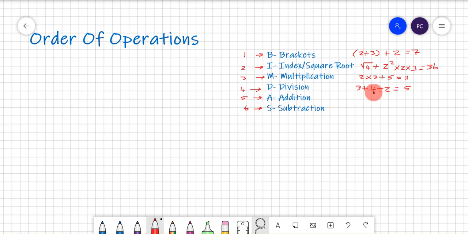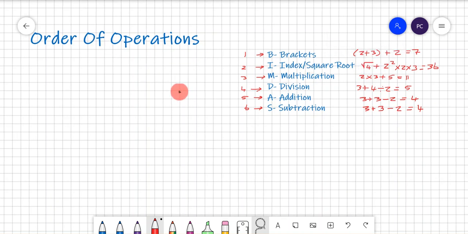Then you have addition, so 3 plus 3 minus 2. Again, add these two together first: 3 plus 3 is 6, minus 2 is equal to 4. And then the same with subtraction as well: 3 plus 3 minus 2. That's going to be equal to 3 plus 3 is 6, minus 2 is equal to 4. Okay, so that's what we mean when we talk about operations.